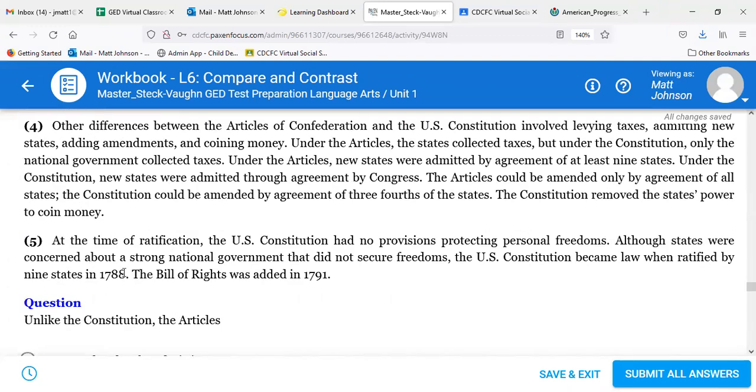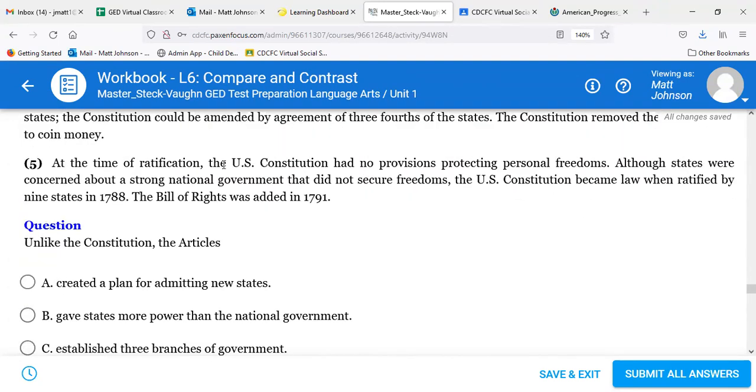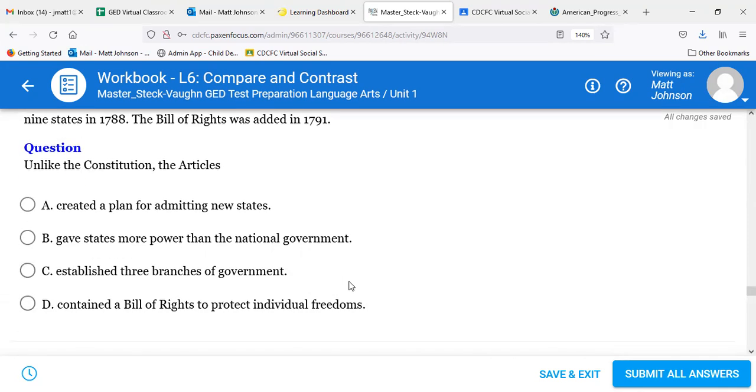Okay, and so question number 9. Unlike the Constitution, the Articles A, create a plan for admitting new states, B, gave states more power than the national government, C, established 3 branches of government, or D, contained a Bill of Rights to protect individual freedoms. So keep in mind which order here, right? So unlike the Constitution, the Articles had what? Or did what? I think did what might be a better way to say that.